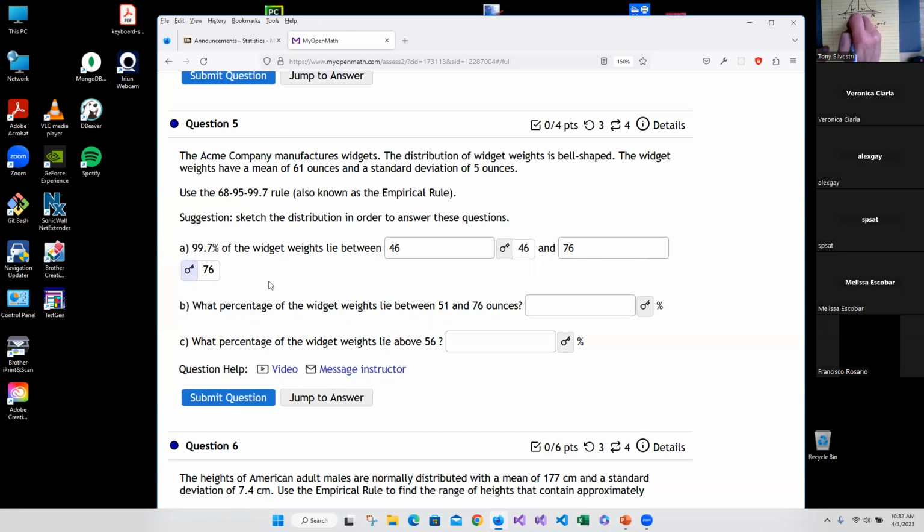Okay, this is a tricky question. I caught it. And we look at the numbers. 76 is 3 standard deviations. So they're mixing you up. They're going to screw you up. 3 sigmas is 99.7 plus and minus. They want us to include this distance over here. How many lie within 51 and 76? Well, half of 99.7 is that distance here.